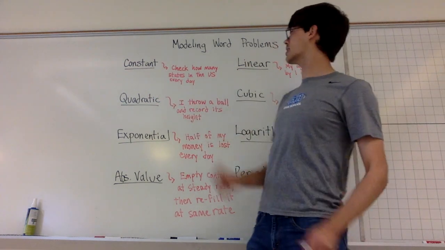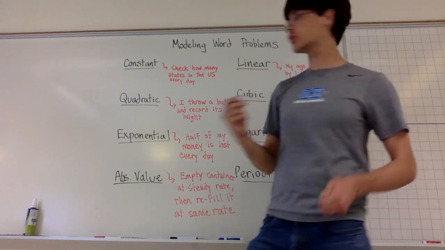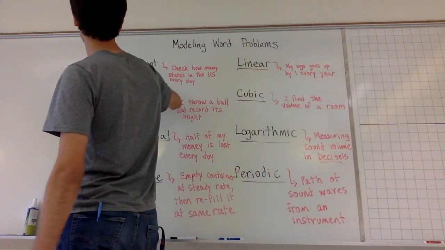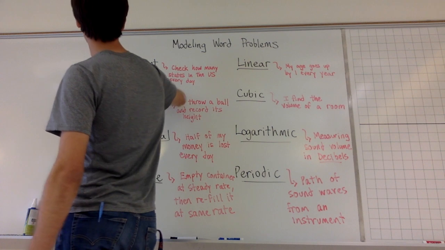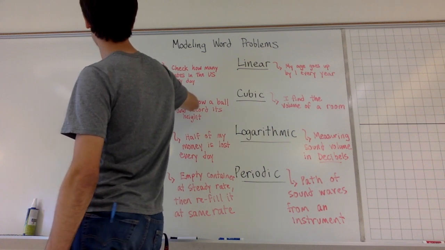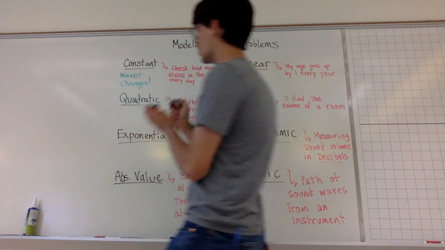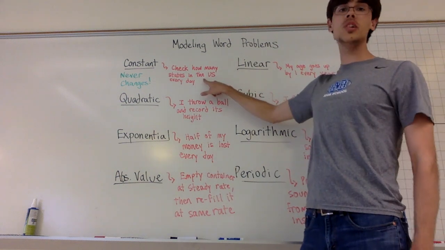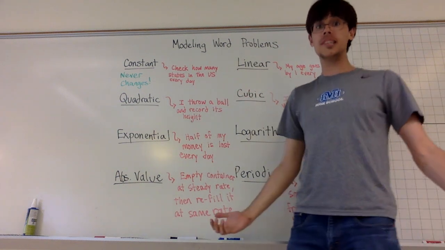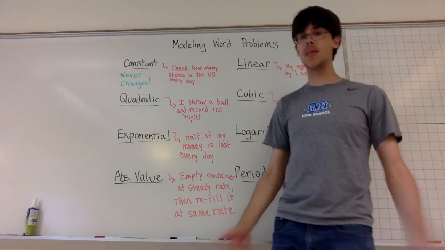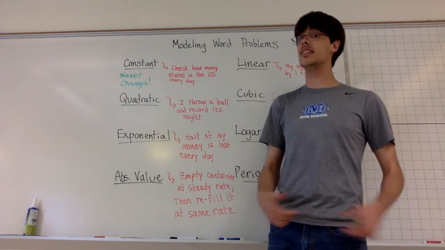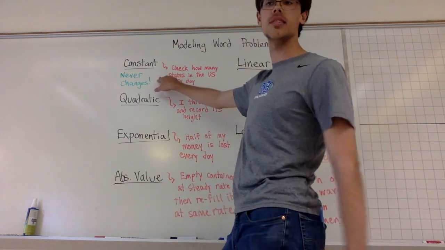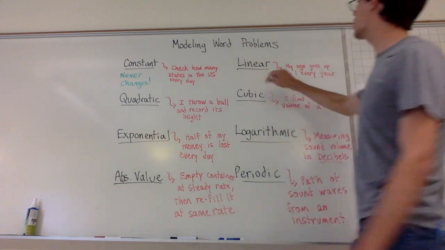An equation is constant if it never changes. So you will know something is constant when it never changes. It always stays the same. So in my example for that, I say every single day, I'm going to look online and see how many states are in the United States. Every single day, the answer is going to be 50. It's never going to change. That is constant.